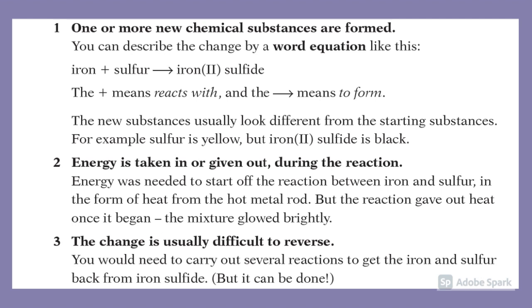You can tell when a chemical change takes place by looking out for one of 3 signs. One or more new chemical substances are formed. Now these changes can be described with a word equation where pluses on the left-hand side means react with and arrows means to form. Also look out for whether energy is taken in or given out during the reaction, and if the changes are usually difficult to reverse.